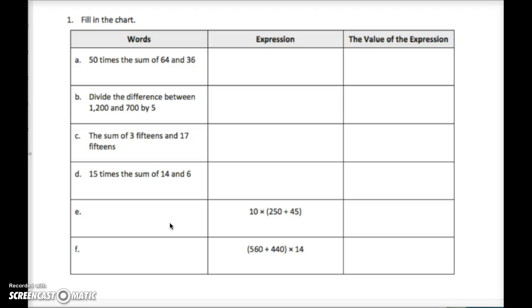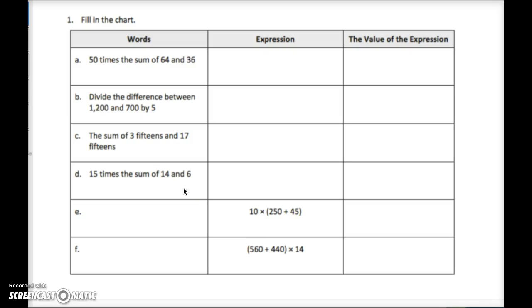This is the chart for question number 1. As you can see right here, our only directions are to fill in the chart. We have a column marked words, we have a column marked expressions, and we have a column marked the value of the expression. So if we look carefully at the words, we have things like 50 times the sum of 64 and 36. We have divide the difference between 1,200 and 700 by 5. We have the sum of 3 15s and 7 15s. 15 times the sum of 14 and 6.